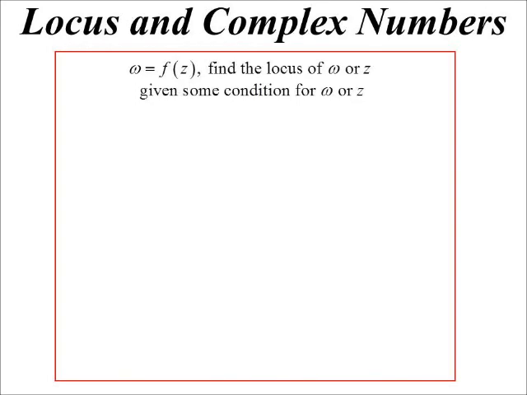So the second part of locus questions. Okay, so they ask us to find the locus. So if omega is equal to some function of z, so we're basically talking about functions here. Find the locus, and they'll ask us to find the locus of either the z or the omega. Right? They're two different things. And they'll give us some condition for either the z or the omega.